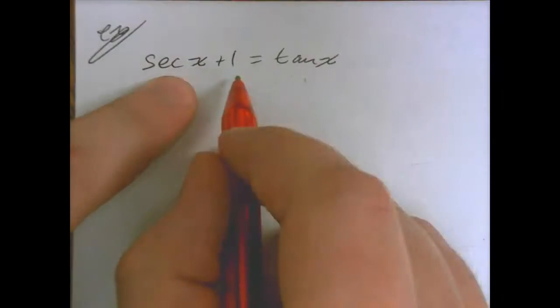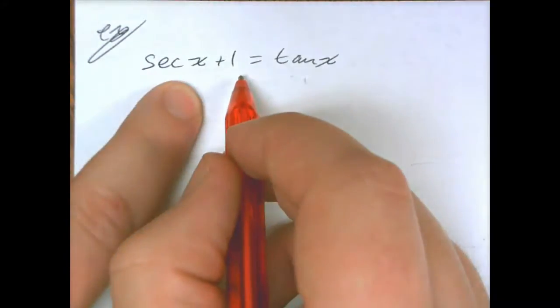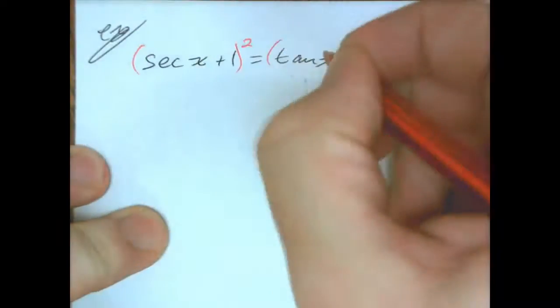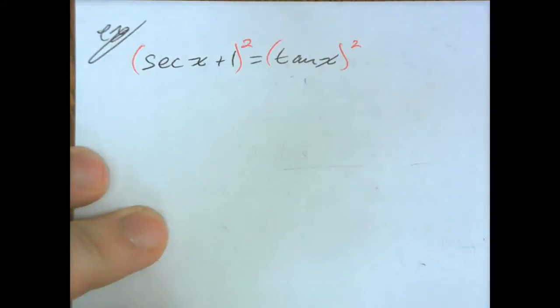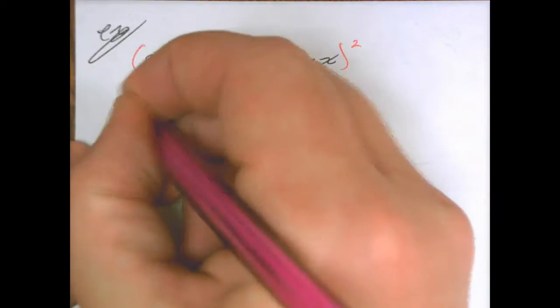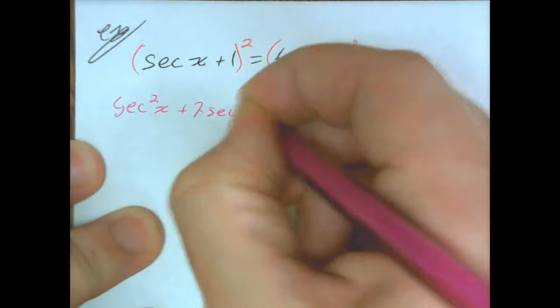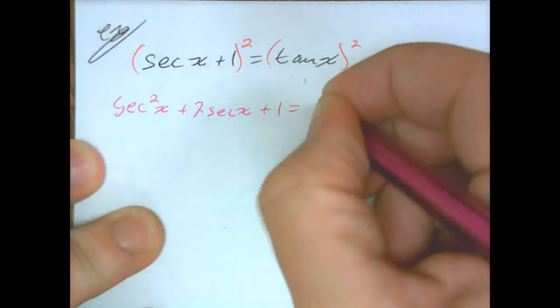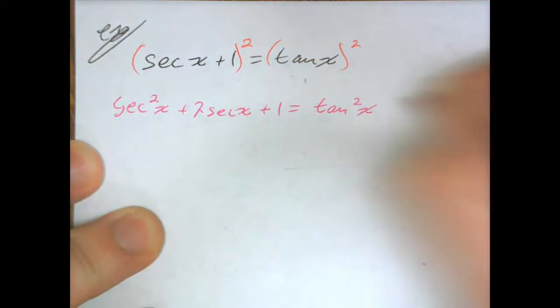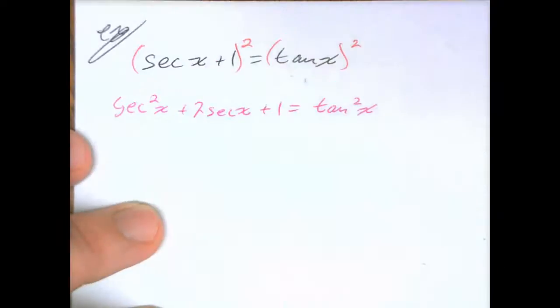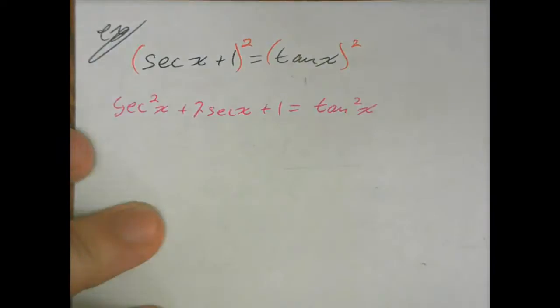Okay, so this kind of looks like a trig identity. So what I'm going to do is I'm going to square both sides. As long as I do something to one side, I can do the same thing to the other side. Or I have to, actually. So if I multiply this out, this would be secant squared x plus 2 secant x plus 1 equals tangent squared x. And I know tangent squared x is what? Secant squared x minus 1?